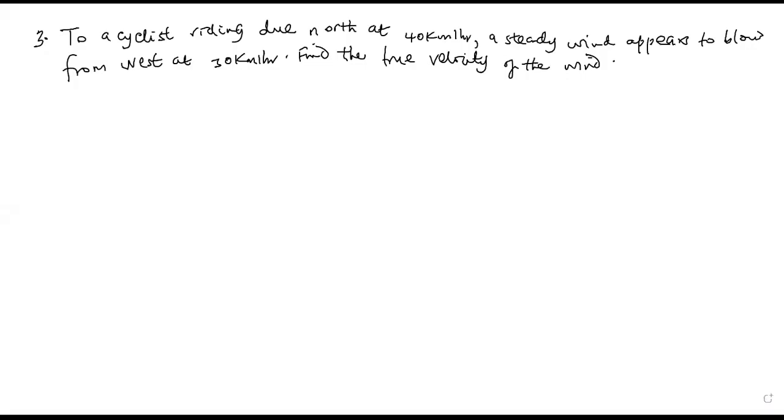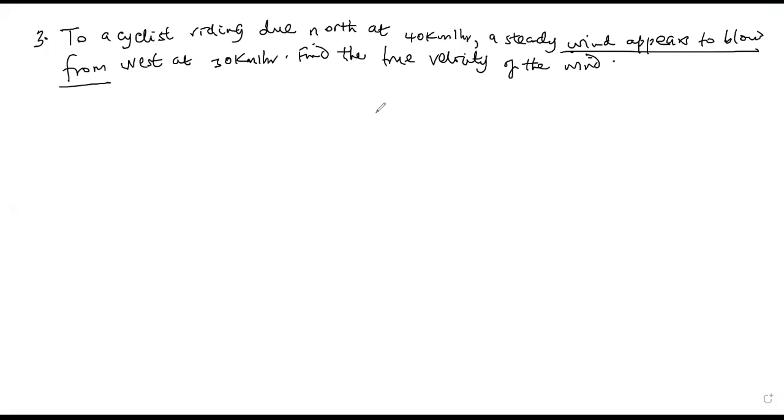Okay, this is our number 3, and it is saying to a cyclist riding due north at 40 kilometers per hour, a steady wind appears to blow from west at 30 kilometers per hour. This is a different question from what we've been looking at because we are having "appears to blow from." The moment you see "appears to blow from," it means it's leaving this direction, going to another direction. So if it is blowing from west, then it is going to east.